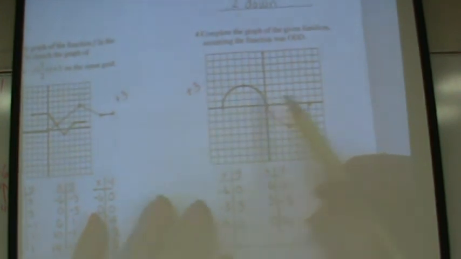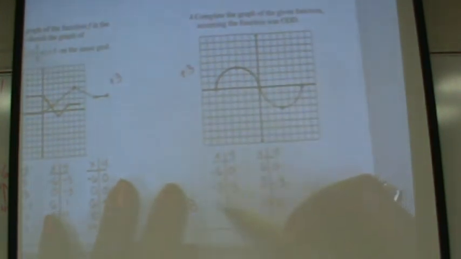Odd, you take all of your points and you change the signs on both of them, x and y. For odd, you change both the x and the y to be opposite. It's a reflection over the origin.